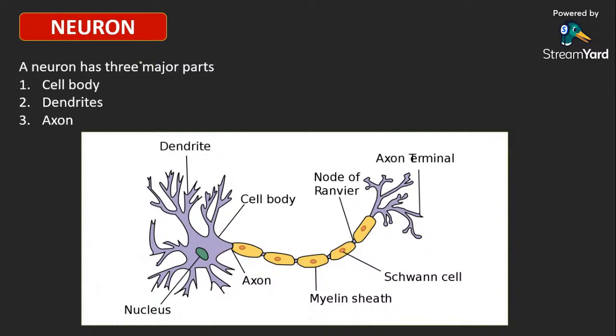Neuron. A neuron has 3 major parts. Okay, 3 major parts. This is going to be a previous year question directly from your NCERT.